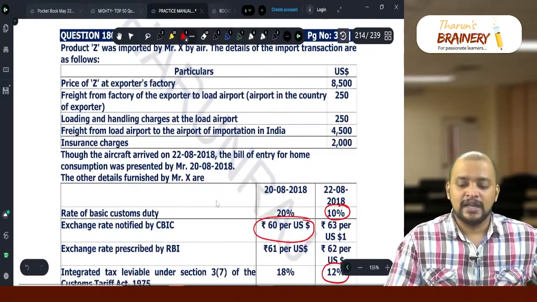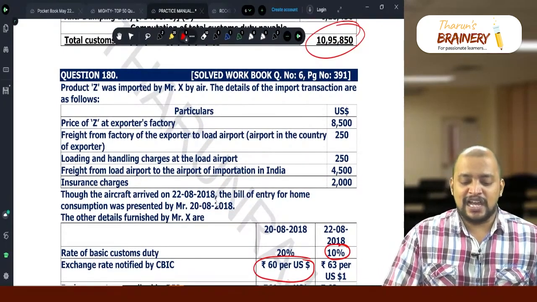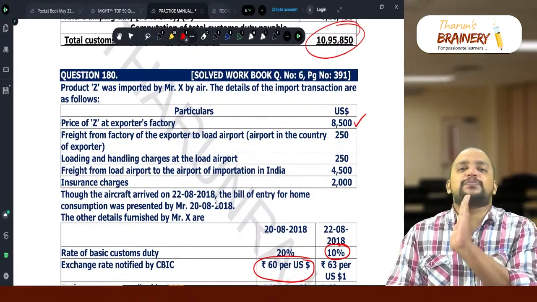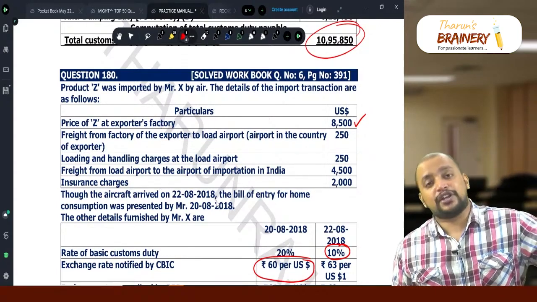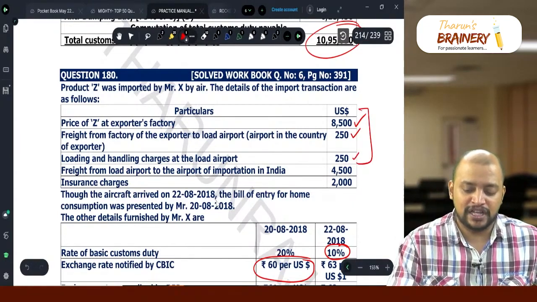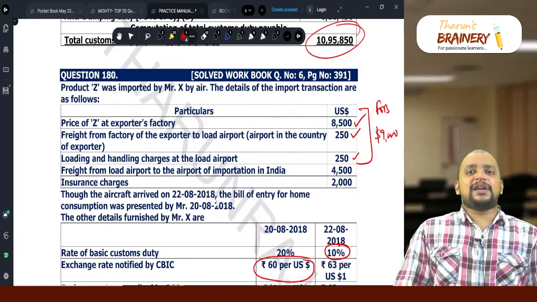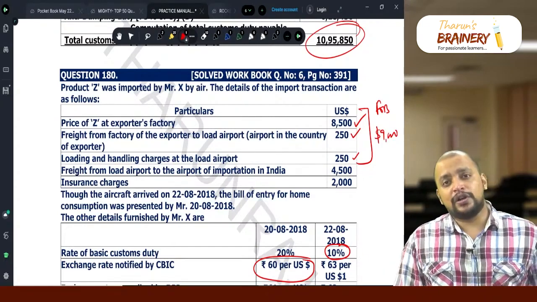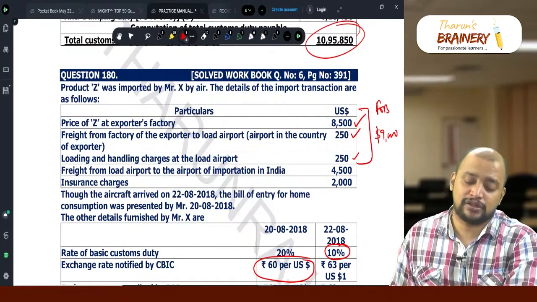Two parts. First, product Z. What is the price prevailing at the exporter's factory? $8,500. Now what is FOB price? FOB price is the price prevailing at the exporter's port or airport. So even the freight from factory of exporter to load airport and the loading and handling charges at the load airport will be taken in FOB. Therefore, the FOB will be $9,000.